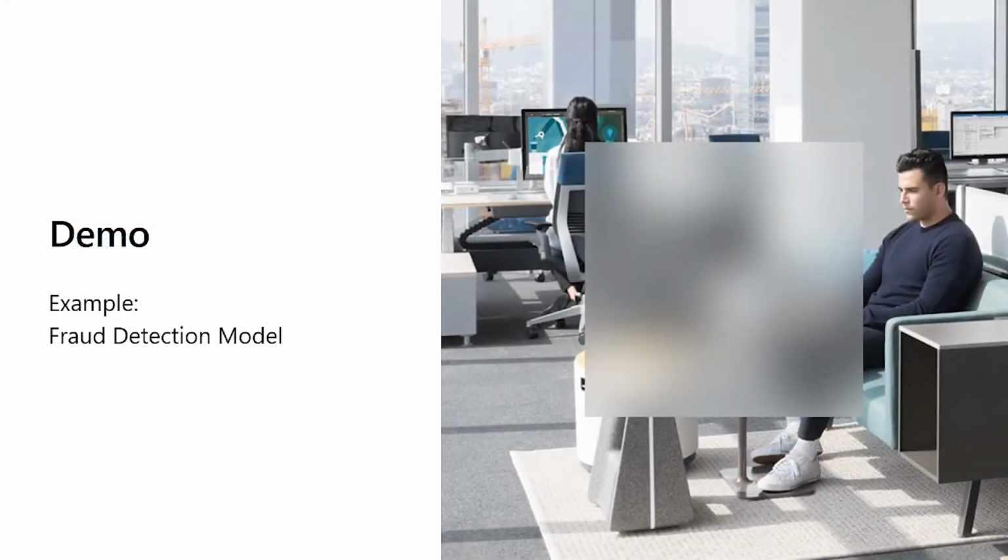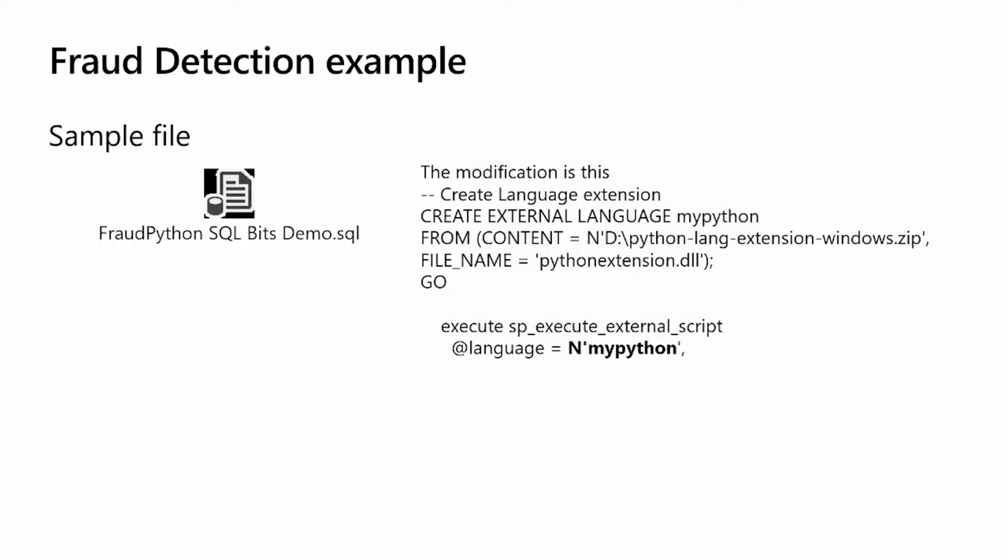So I'm going to show you an example of a fraud detection model, and then I'm going to talk about what you would need to do to change it in order to use an external language extension that you create. This is a Python example.